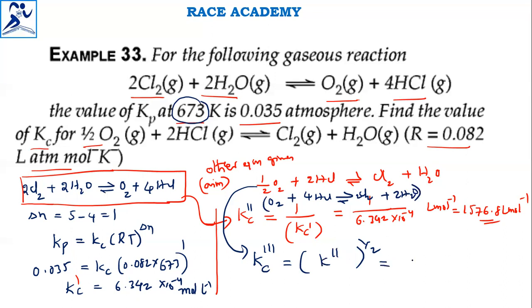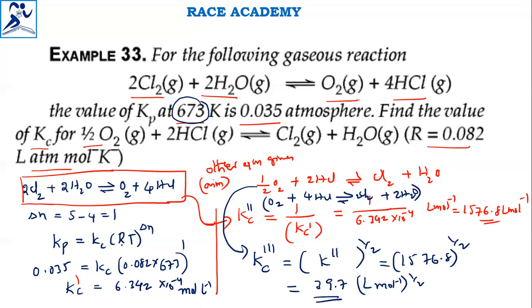Kc double dash is nothing but the above value, and its power 1 by 2 is Kc triple dash. So that is equal to 1576.8 whole power 1 by 2. So the root of this value you got is 39.7 liter per mole whole power 1 by 2. So this is the answer for this question.